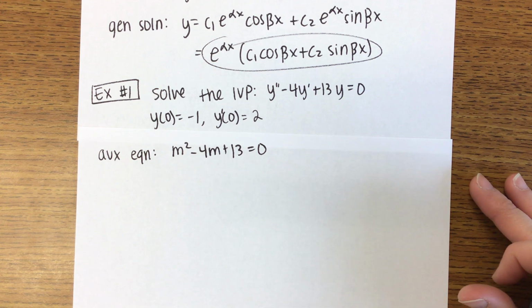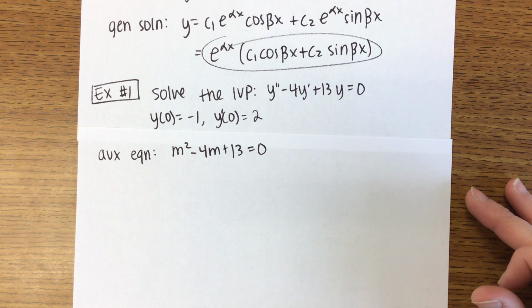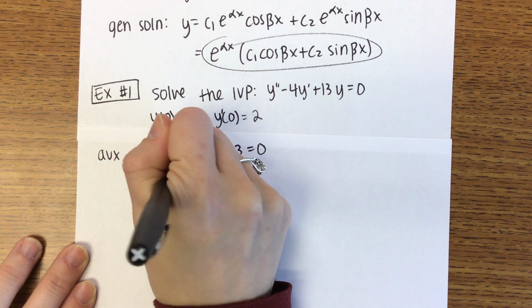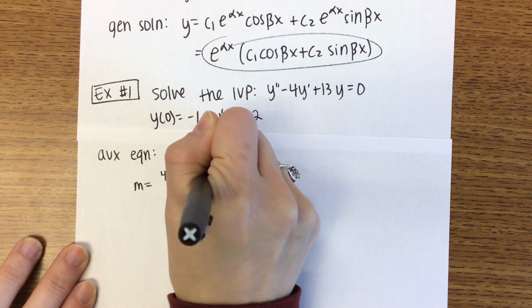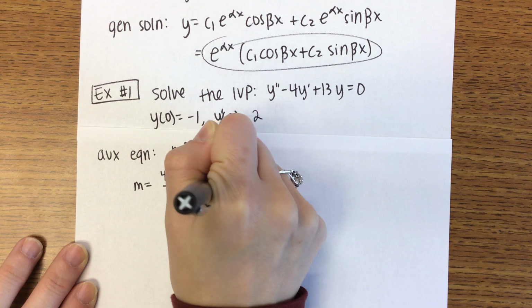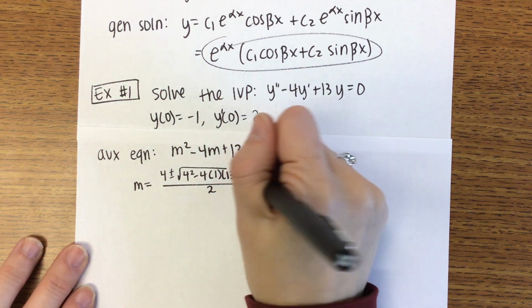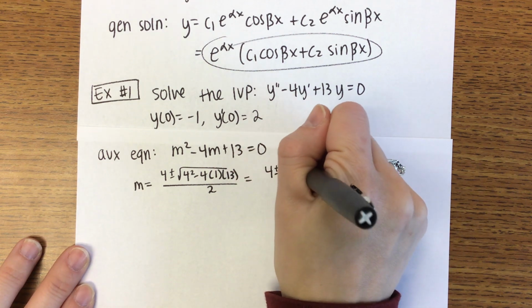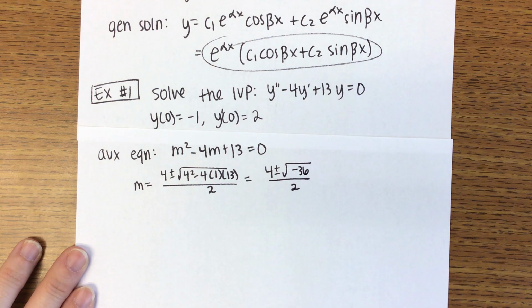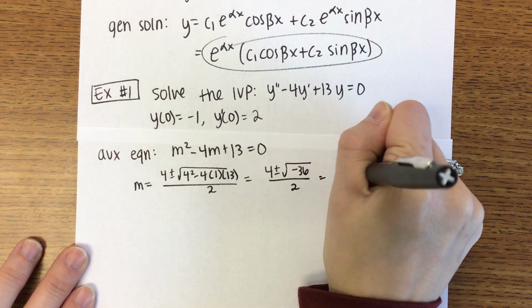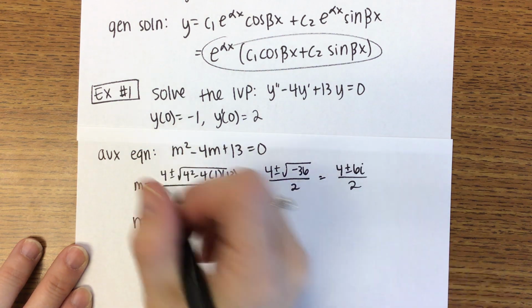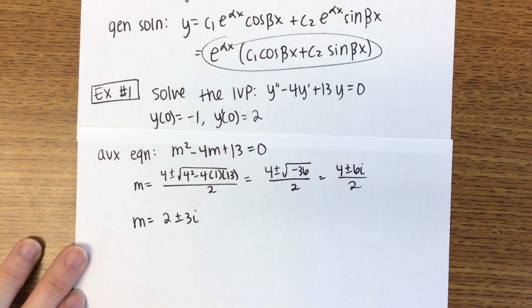You have a few different options here. It does not factor. You could complete the square or do quadratic formula. I'm going to do quadratic formula. So we get 4 plus or minus the square root of 4 squared minus 4 times 1 times 13, all over 2. Underneath that square root, you get a negative 36. So we get 4 plus or minus 6i all over 2. So our solution then is 2 plus or minus 3i.